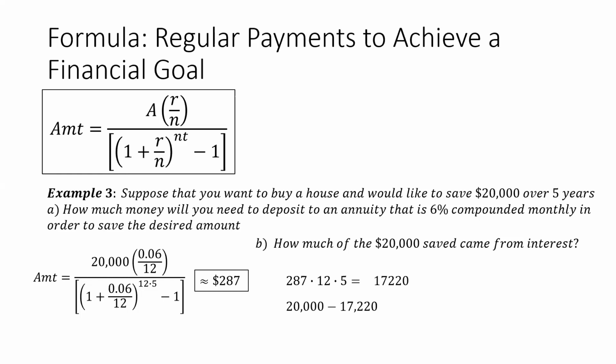And now I just subtract the two. Okay, well, my account had $20,000 in it. I put $17,220 into it. So the amount that came from interest is $2,780.